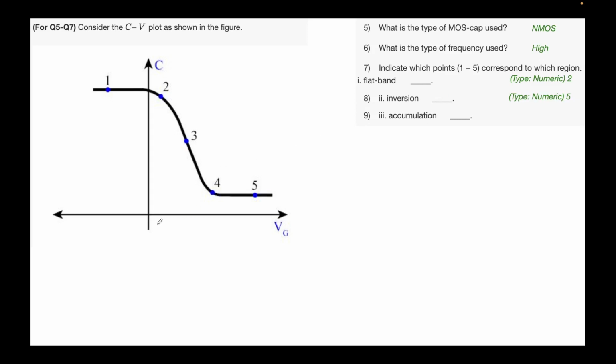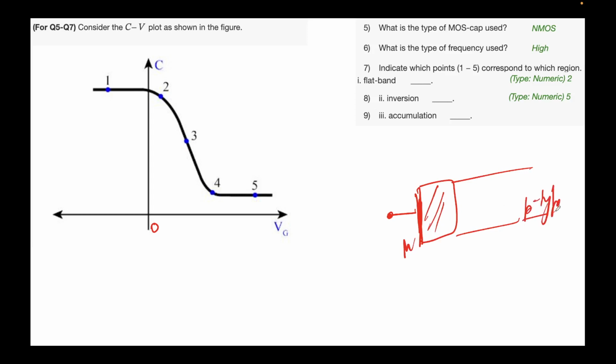Accumulation, we have seen that this is an NMOS. So when you apply negative bias, let's draw this. This is your metal pad, this is your oxide, this is a p-type semiconductor. When you apply a negative bias here, it's going to attract the holes over here.